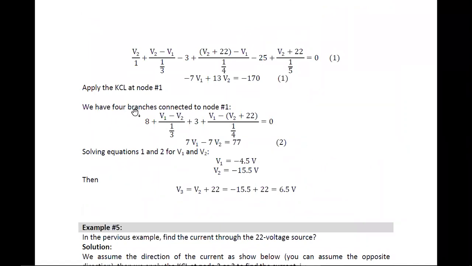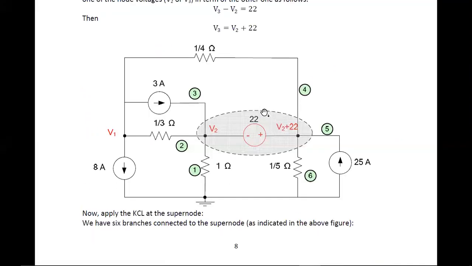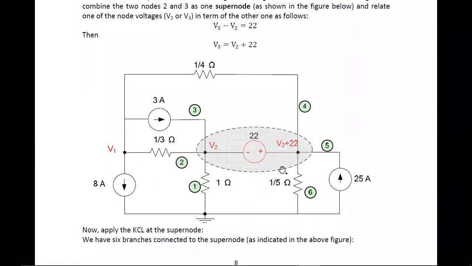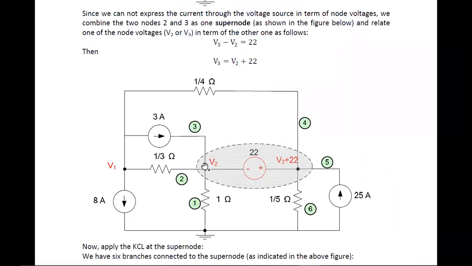We have 4 branches connected to node 1. Let me think. This is node 1: 1, 2, 3, and 4. Here I want to explain that instead of separating V1, V2, V3 into three nodes, I am converting V2 and V3 into a super node, one common node, either V2 or V3.